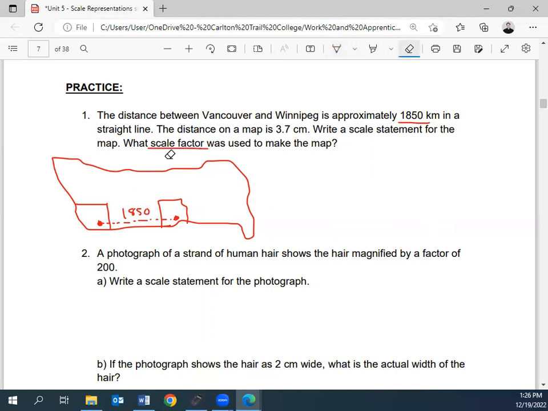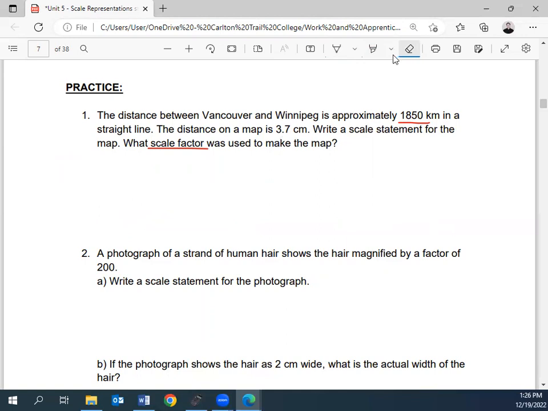So first off, my question is, oh, sorry, this is a two-parter. It's a scale statement and a scale factor. So let's just start with the one they asked for first. They asked for a scale statement. Is scale statement in fraction or ratio form? Ratio form, right? If you're ever unsure, just go back to the page. Scale statement is in ratio form, right?